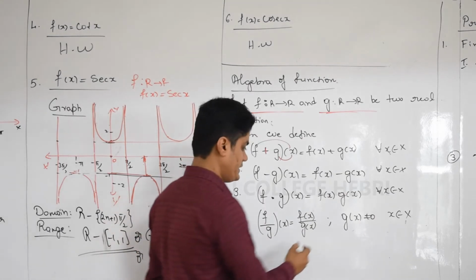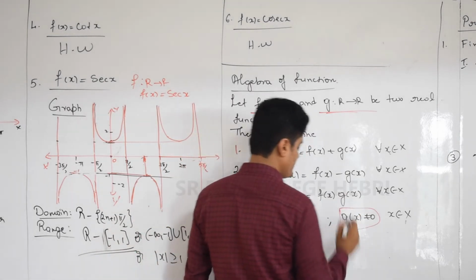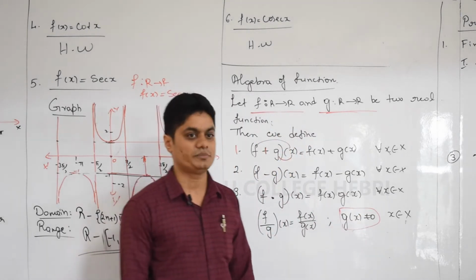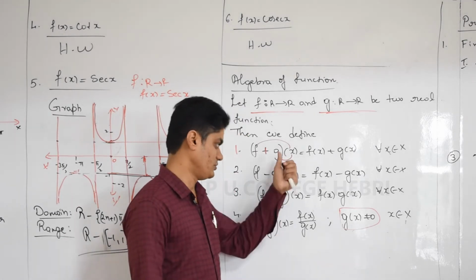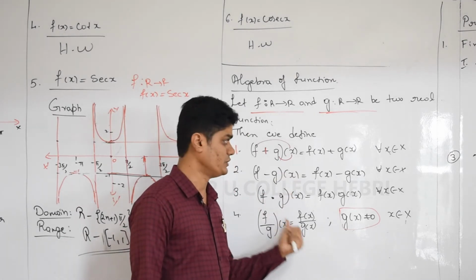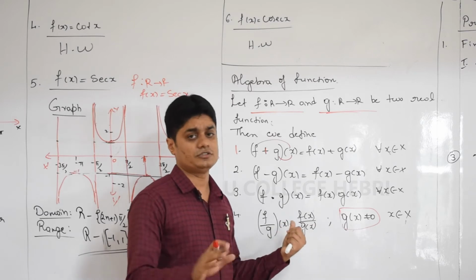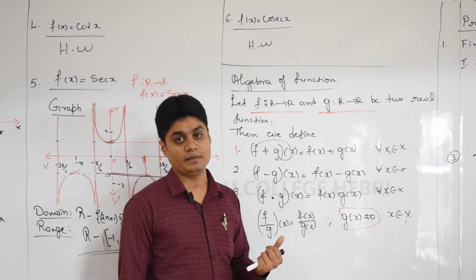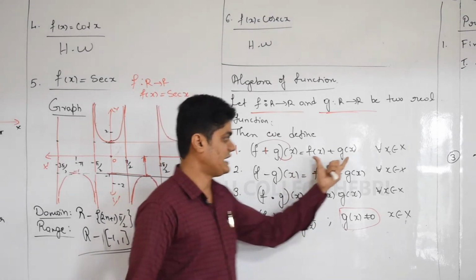But whenever you are dividing, please take care that g of x, the denominator, is not equal to 0, because if the denominator is 0, division does not exist. So I hope you understood this. If you did not understand this, don't worry, I will explain this again in the problem part. Okay, in this there is nothing special, just adding.